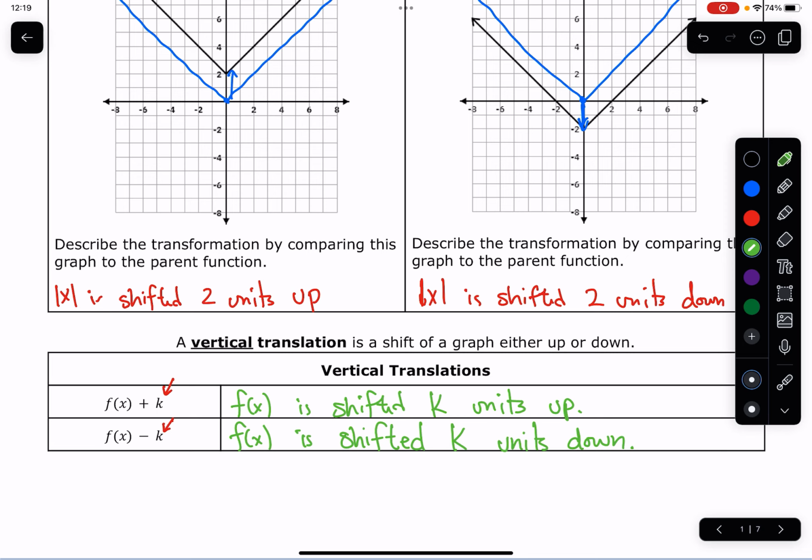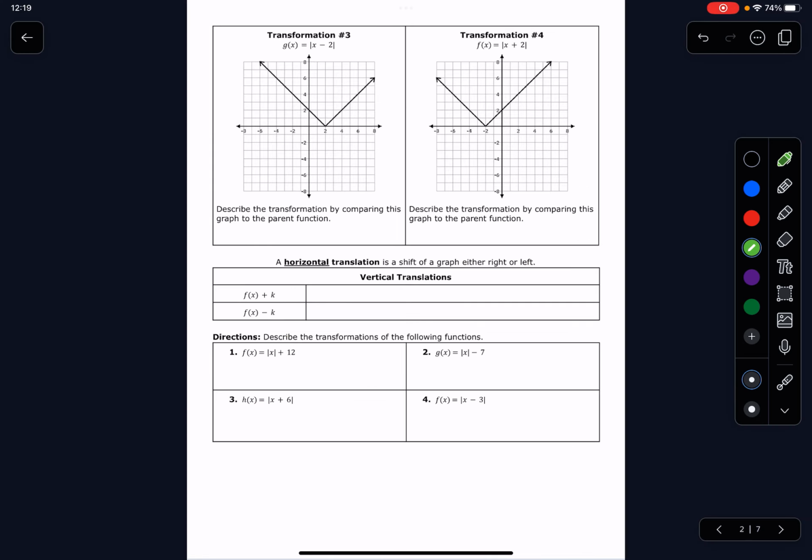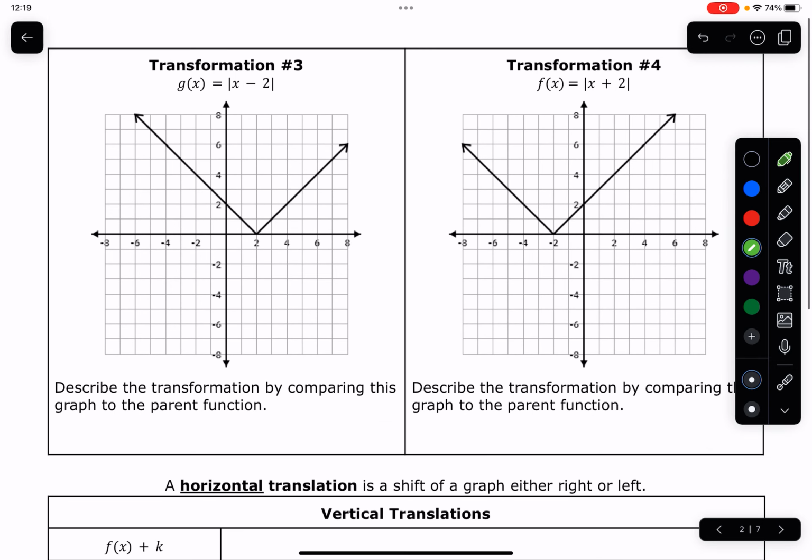Now, let's go to the next page of our notes and discuss horizontal transformations. You'll notice that for horizontal transformations, to shift left and right, the adding or subtracting is not on the outside. It's actually included within the absolute value symbol, the vertical lines. Pay attention to what's happening here. If I have x and I subtract 2 inside the absolute value symbol, it doesn't shift it down, but instead it shifts it in the positive direction by those 2 units.